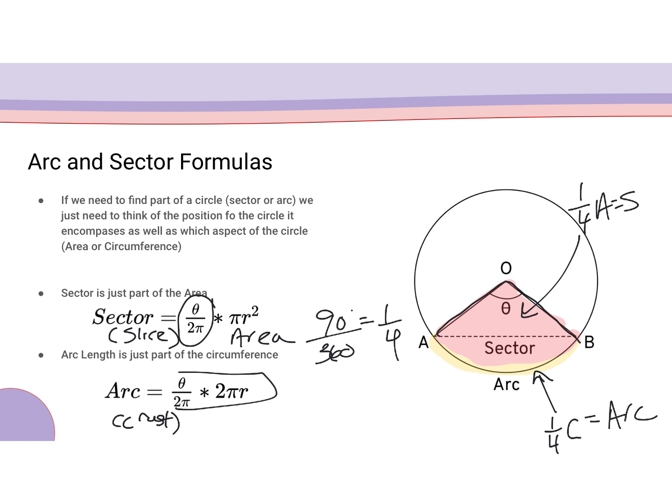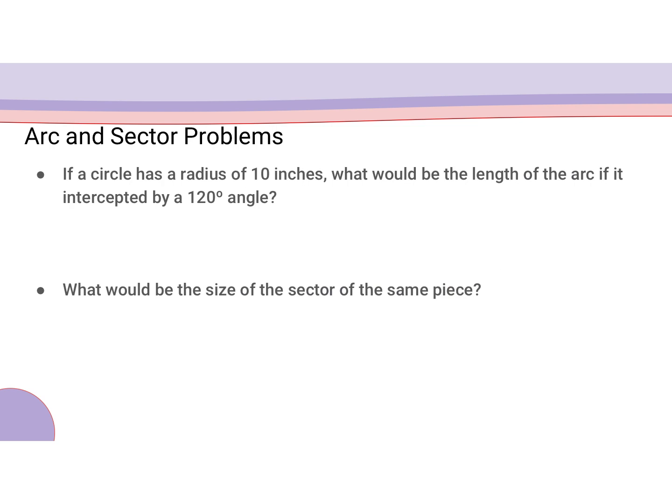And that's illustrated by this formula here. So the whole idea is you have to find what fraction of the circle we're talking about, and then multiply that into area or circumference, respectively.